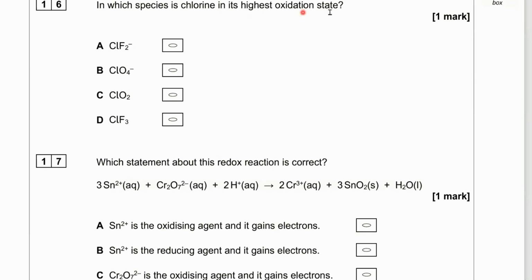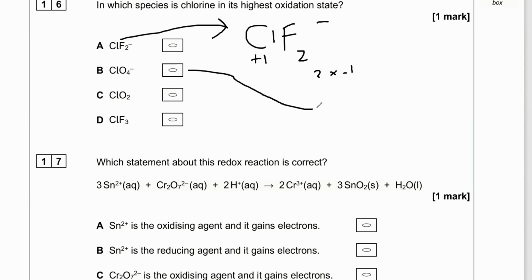16, in which species is chlorine in the highest oxidation state? So what we need to do here is they're testing you on can you work out the oxidation state. So fluorine is the most electronegative element. It's always -1. So you've got 2 times -1 is -2. There's an overall charge of minus, so the chlorine has a +1 charge. For B, we've got oxygen, which is 2 minus. So we've got a total of 8 minus. 4 times 2 minus is 8 minus. There's an overall minus charge, so the chlorine must be +7 to give that -1 charge overall.